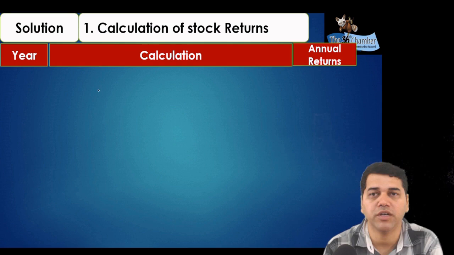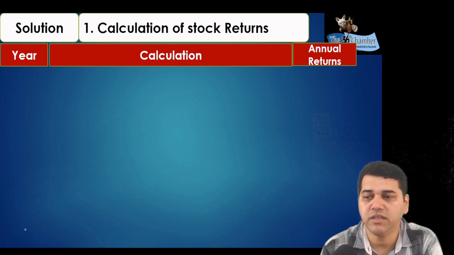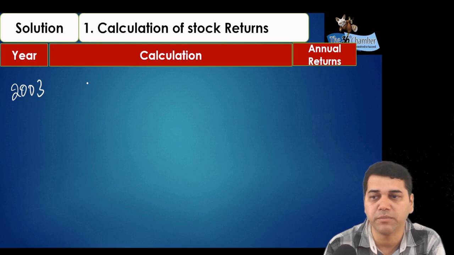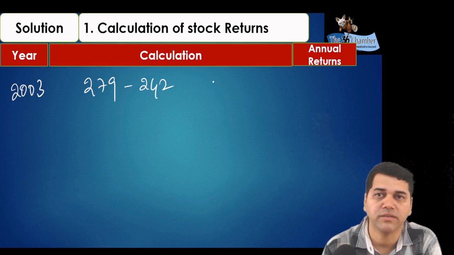2002, can we calculate? No. It's the first year, no? Even though they will give me dividend, I cannot calculate. I will go for the second year. So 2003, what is my closing price of the second year? 279 minus 242 is the opening price plus 25 dividend I get.